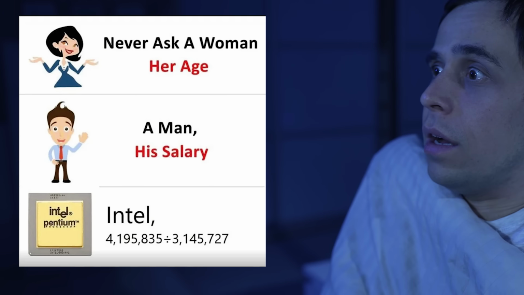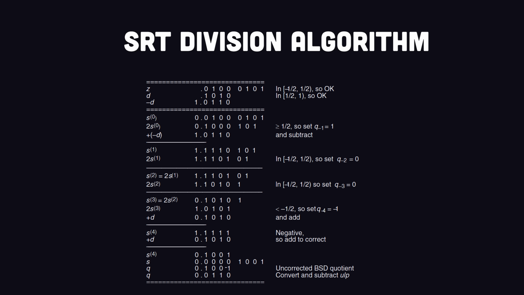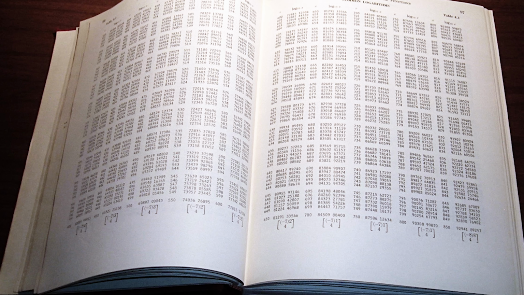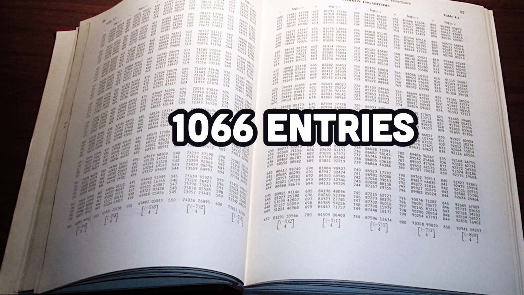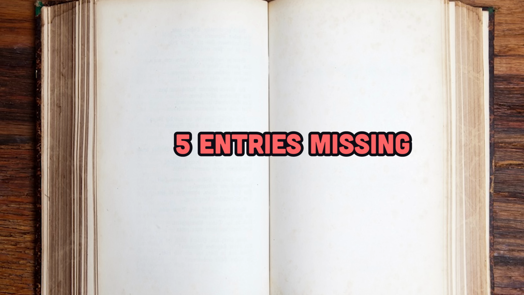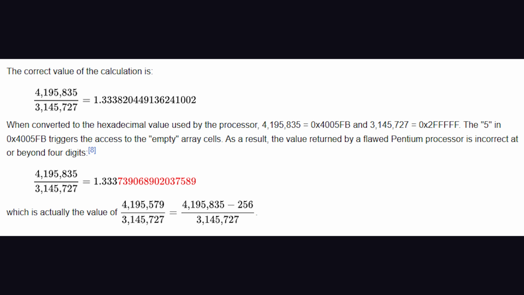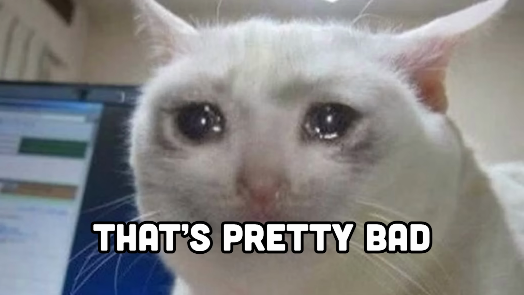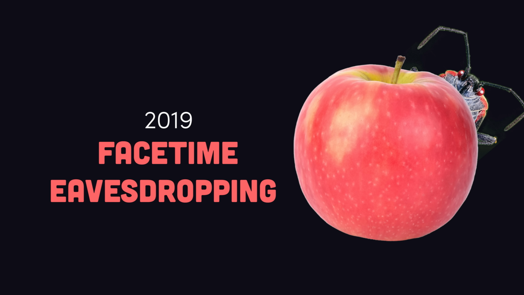PR nightmare. The core issue is related to the SRT division algorithm, which is a way to speed up division by using lookup tables to estimate the next digit of a quotient. The lookup table contains 1066 entries, but the problem in this bug is that 5 entries were missing, causing certain combinations of numbers to return incorrect results at the hardware level. That's pretty bad, but this next bug was found inside an Apple.